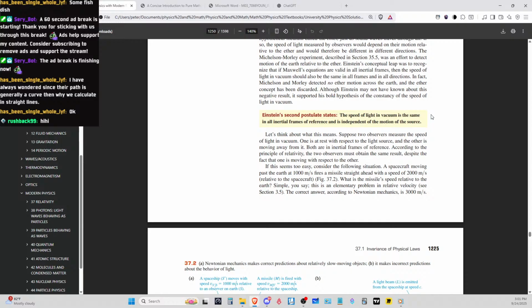But then what Maxwell discovered is that, either Maxwell or Faraday, I think it was Maxwell. If anyone knows physics history, please correct me if I'm completely incorrect.